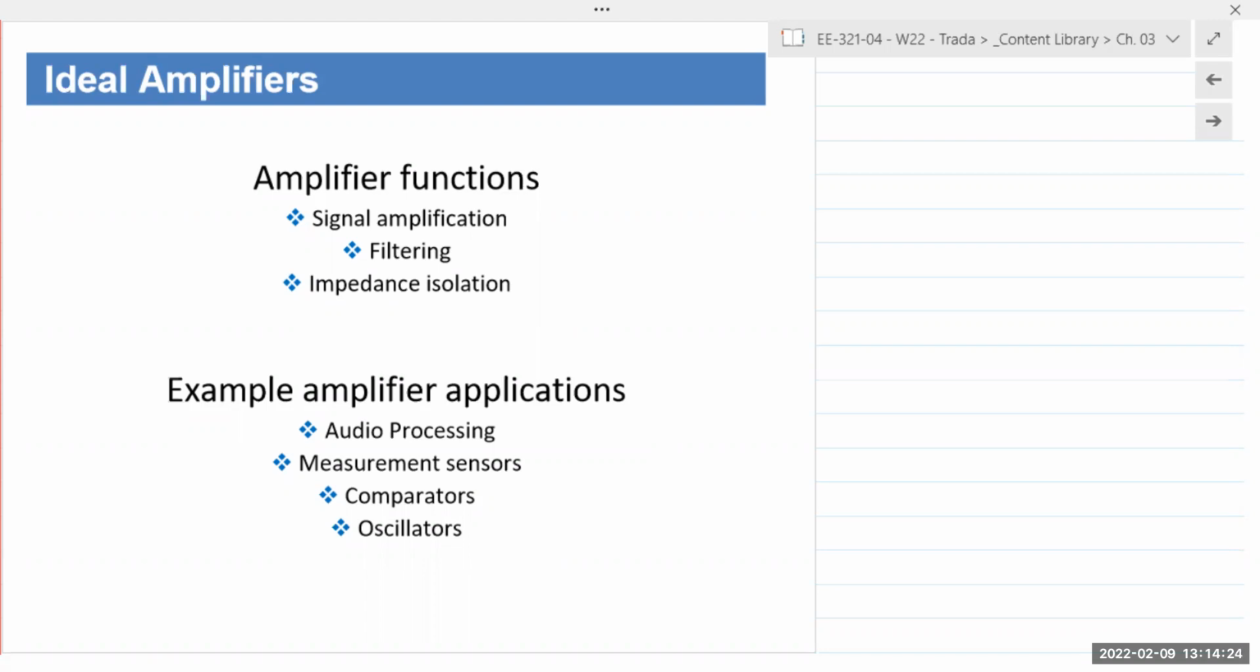Then measurement sensors, comparators, oscillators. Oscillators are basically used to generate time varying signals, like AC signals, sinusoidal signals. Comparators are used to compare an incoming signal with a preset level of signal. Based on the difference, it compares and provides the output, either on or off, depending on the difference of the input signals. Anyway, these are just common functions and applications of an amplifier.